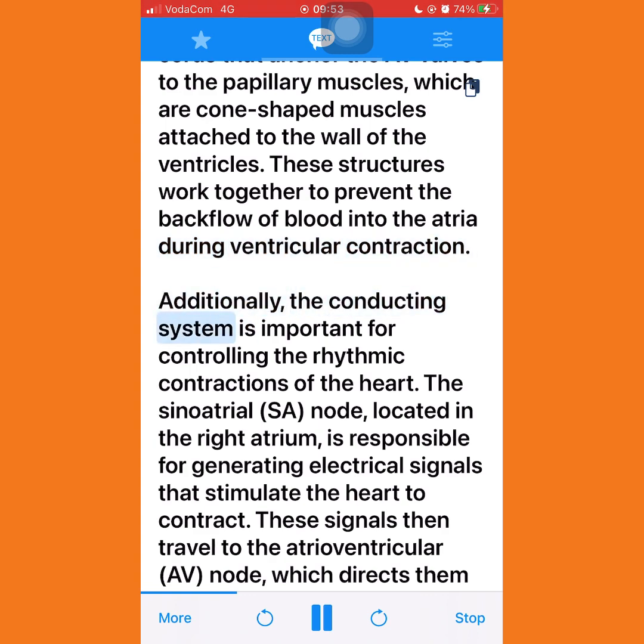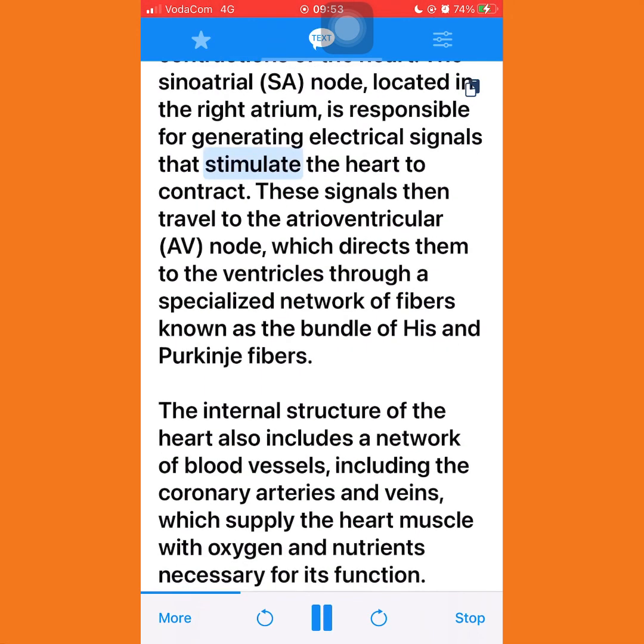Additionally, the conducting system is important for controlling the rhythmic contractions of the heart. The sinoatrial (SA) node, located in the right atrium, is responsible for generating electrical signals that stimulate the heart to contract. These signals then travel to the atrioventricular (AV) node, which directs them to the ventricles through a specialized network of fibers known as the bundle of His and Purkinje fibers.